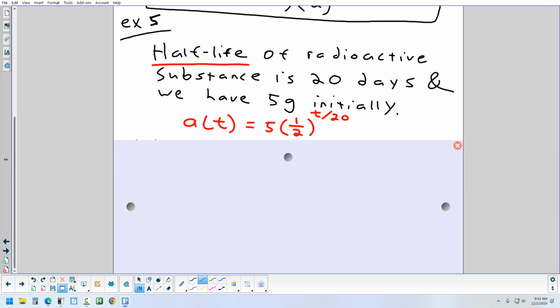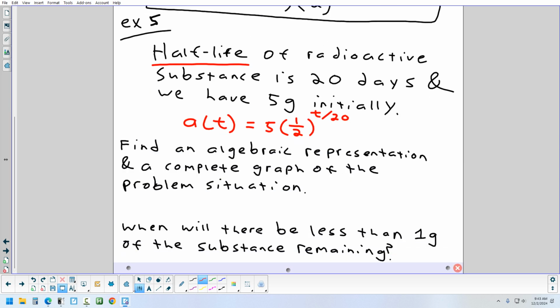Okay, so last thing is find an algebraic representation. We've already done that. So now I want to know when there will be less than 1 gram. So first thing to decide, are we going to plug in 1 for t or A of t? A of t. Right, that 1 gram is not a time. That's an amount. We're solving for the time because the question is when. So when something is going to happen is a time.